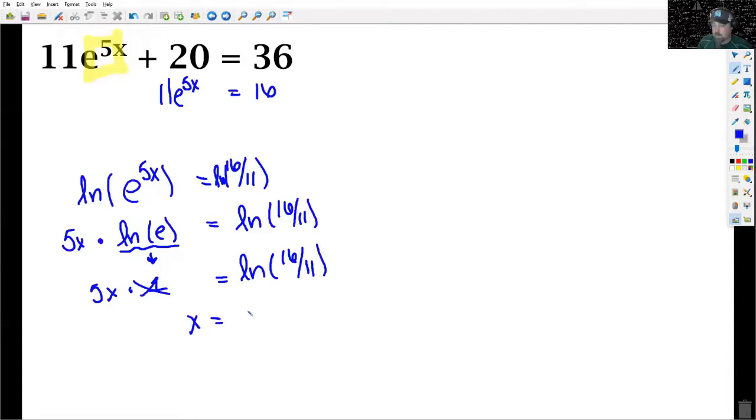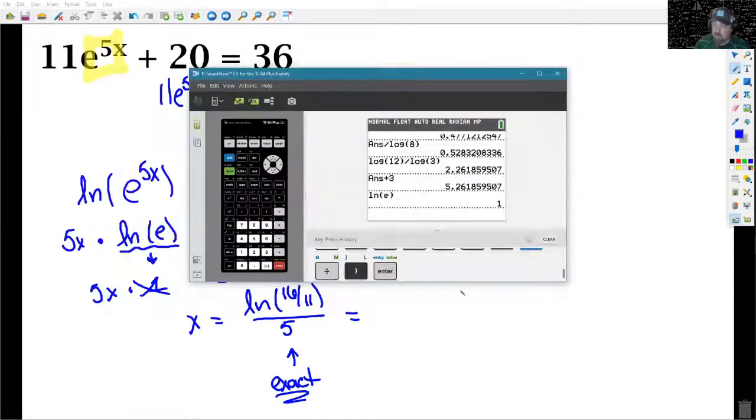So to get x by itself, we'll divide that 5 to the other side. We'll plug that in. So here's our exact. And now we're going to find our rounded. So natural log of 16 divided by 11.